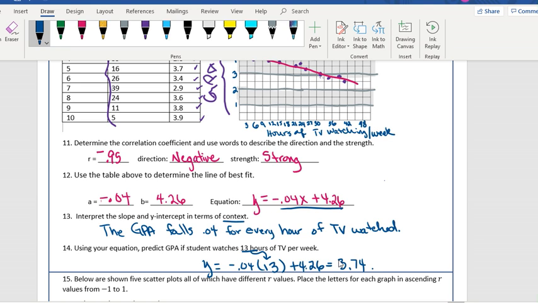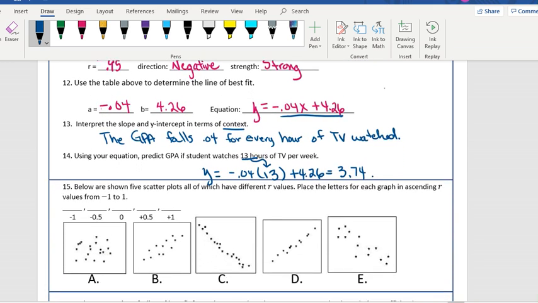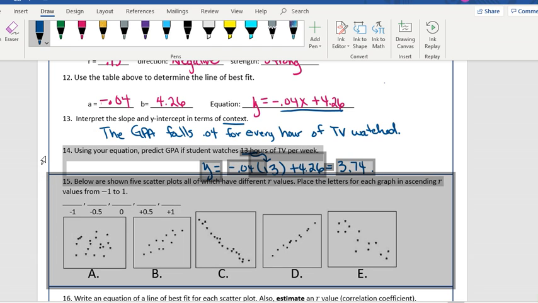Done. All right, next question. Below are shown 5 scatter plots which have different R values. Place the letters for each graph in ascending order from -1 to +1.